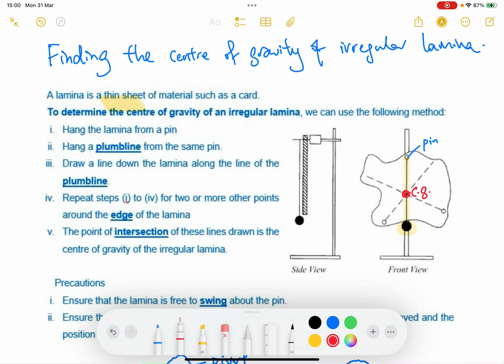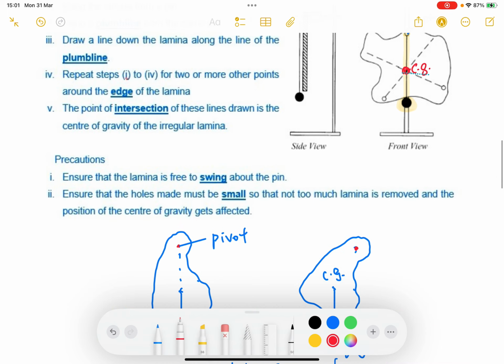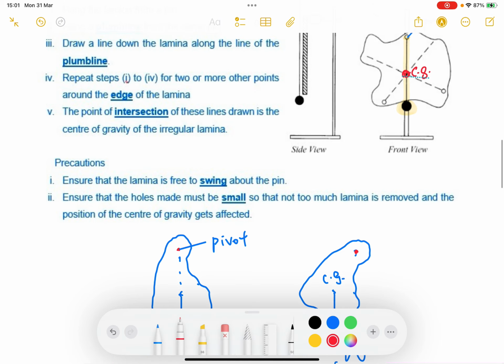And if you were to take this lamina and balance it on your finger, the whole weight of that lamina will be acting from that single point of the intersection, which is the center of gravity of the object. All right, some precautions here. Make sure that the lamina is free to swing. Ensure that the holes made are small so that not too much of the lamina is removed.